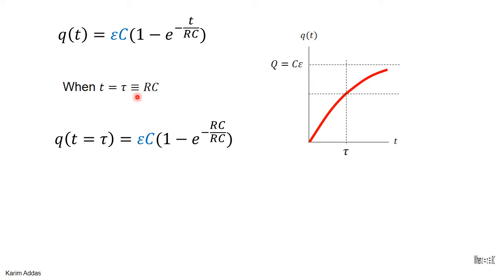But for now, if you put time equal to R times C, then instead of the t, you put R times C, you have R times C over R times C, you get just 1 minus e to the minus 1 here. And what is 1 minus e to the minus 1? This is just a number. If you calculate this number, you'll get 0.632.